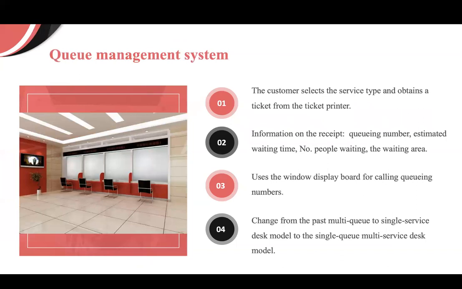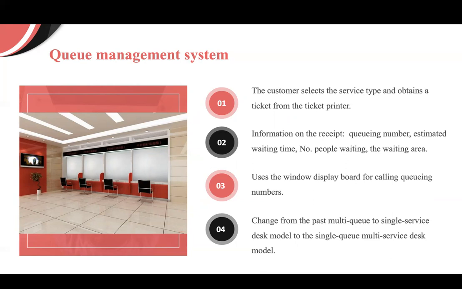Currently, the calling system is frequently used in the bank. The customer selects the service category he needs and obtains a ticket from the ticket printer. The basic information on the receipt is the queuing number, estimated waiting time, the number of people waiting, the waiting areas, and other information that can be displayed as required.